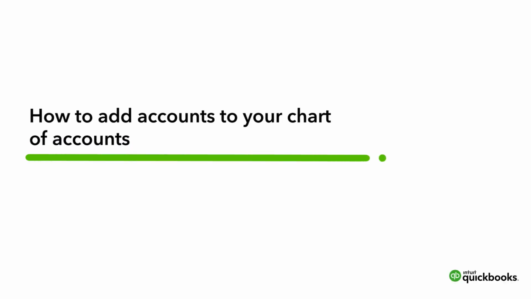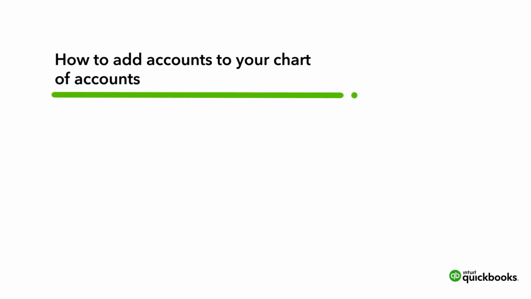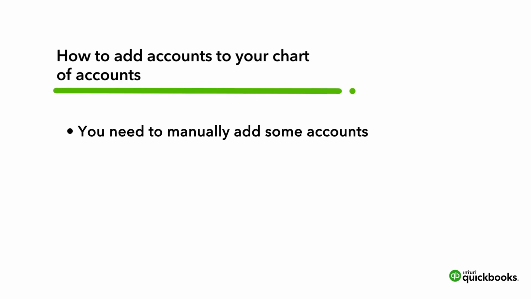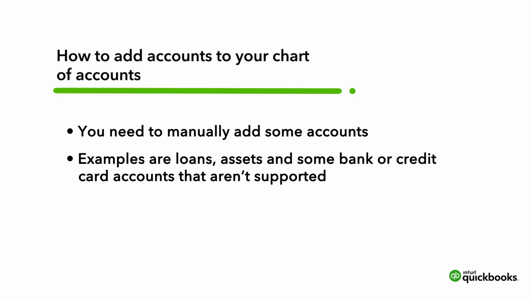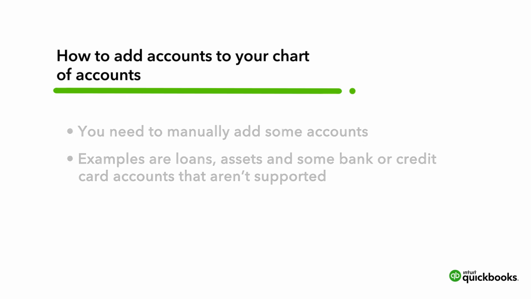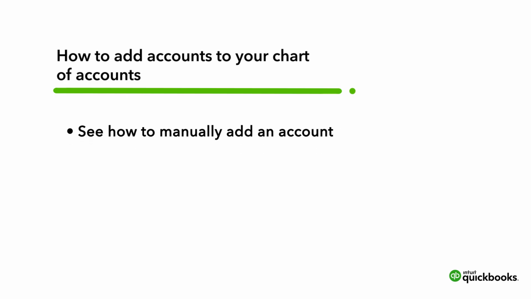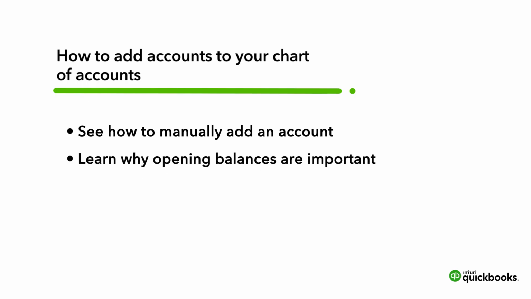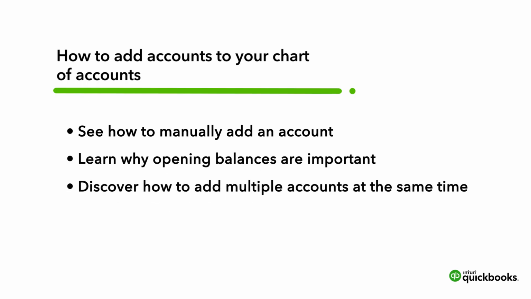While you can automatically add most bank and credit card accounts to your chart of accounts when you connect them to the online banking feature, there are some accounts that you might need to add manually, things like loan accounts or asset accounts. Or maybe you just want to track a smaller savings account manually and not deal with the individual transactions. Let's go over how to manually add an account to your chart of accounts, and why the opening balance is so important. Then we'll go over how to add multiple accounts at the same time.